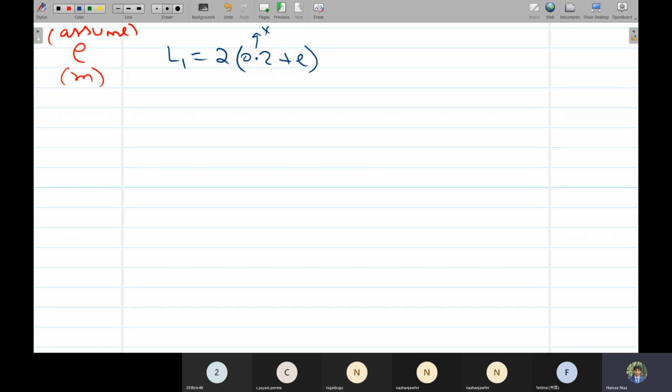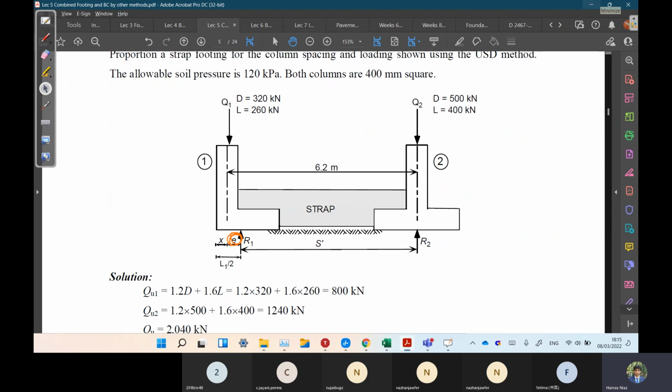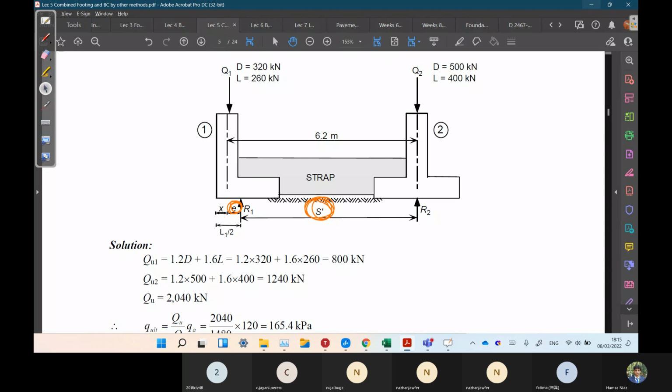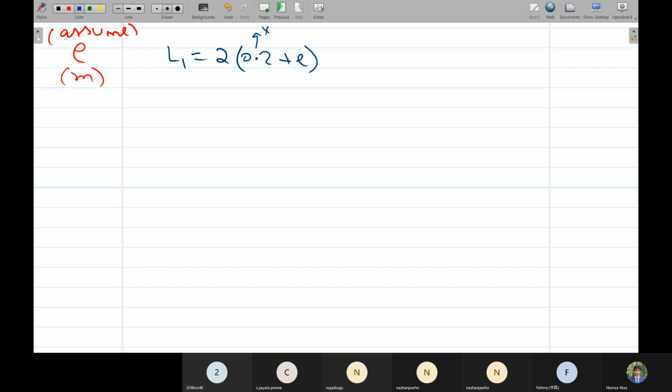After calculating this L1, now we require this s bar distance. This s bar distance is simply this total 6.2 minus e. We are going to subtract e from the 6.2. The third thing we have to find is s bar is equal to 6.2 minus e. 6.2 is the center to center spacing between the columns.